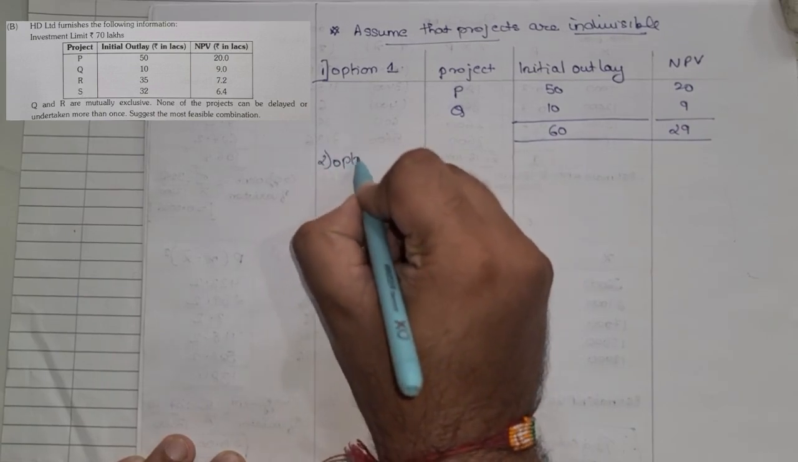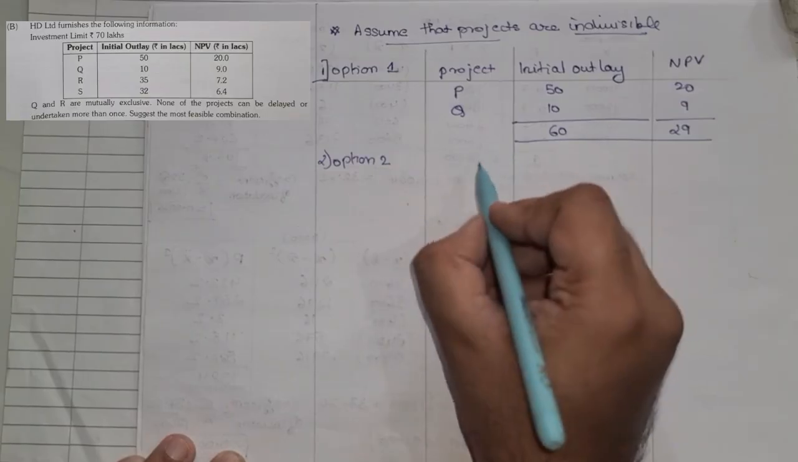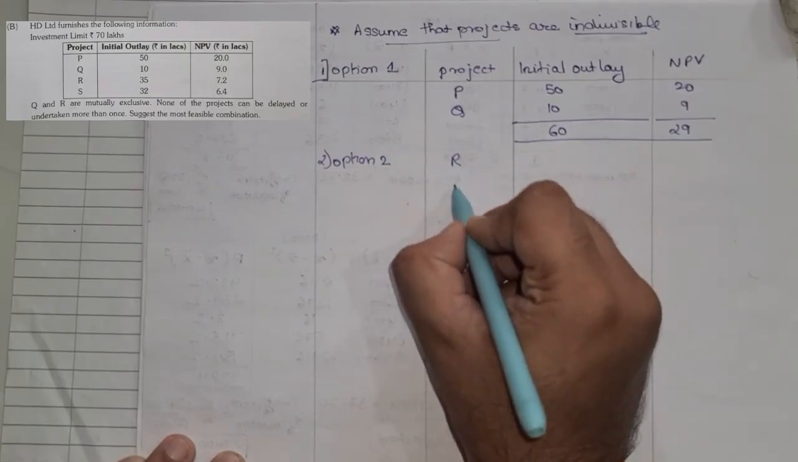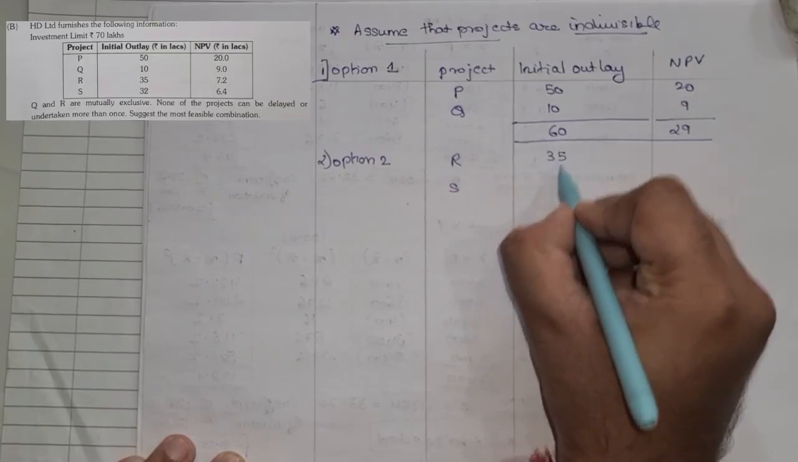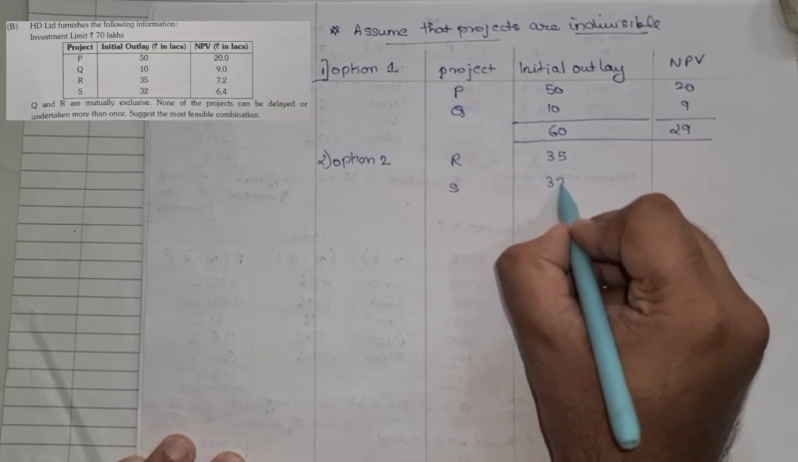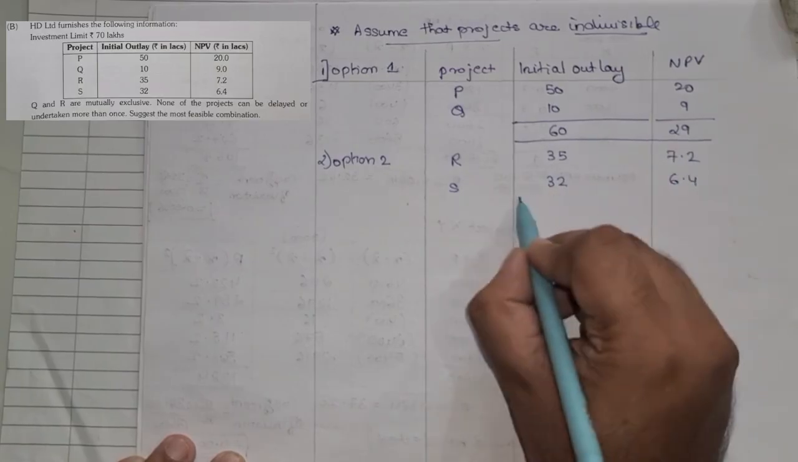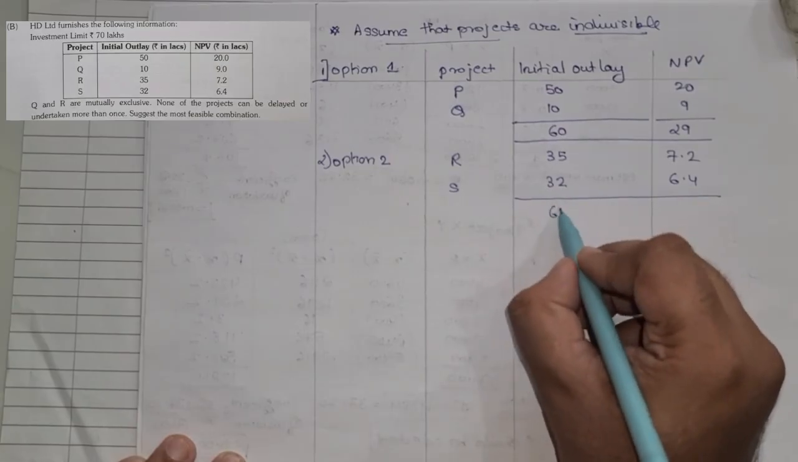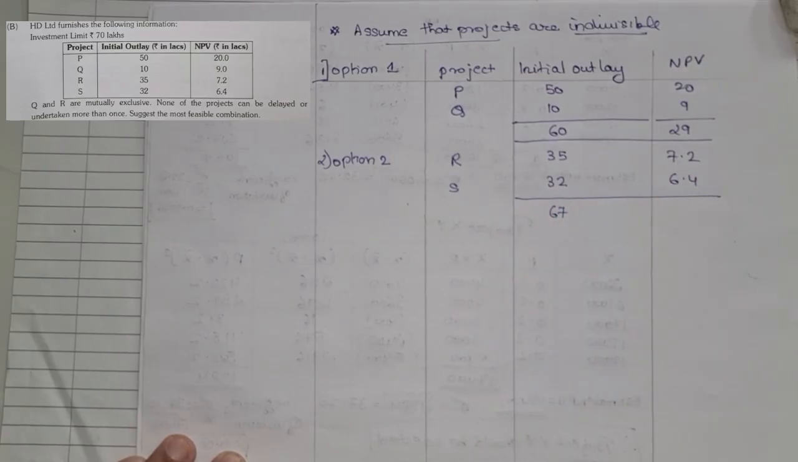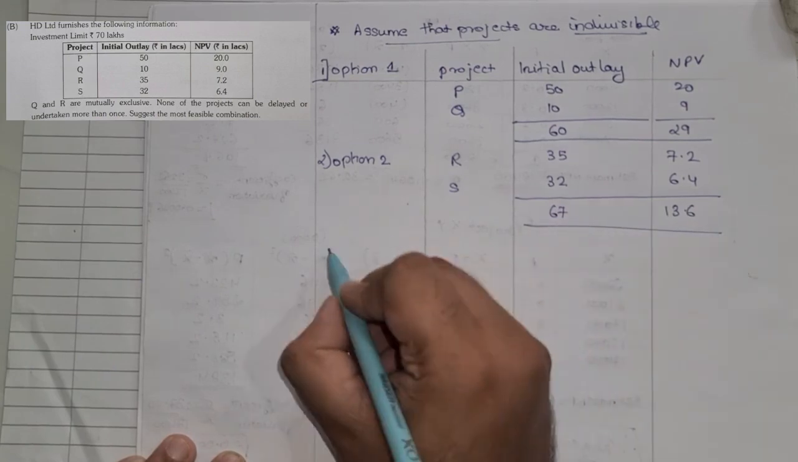If I choose a second option, let's say I take R and S. R is 35, S is 32, which gives you NPVs of 7.2 and 6.4. The total goes to 67 lakhs, and the NPV will be 7.2 plus 6.4, which gives you 13.6 lakh NPV.